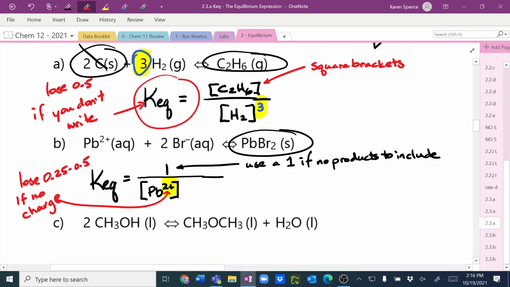Basically, today is all about me telling you where not to lose marks, okay? Because the actual math behind this is super simple, okay? Yeah, like it's super simple math. Okay, and then we have our Br, which is minus with a 2. I got to remember my coefficient.